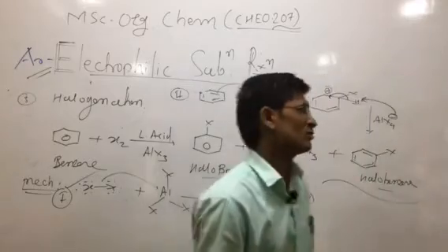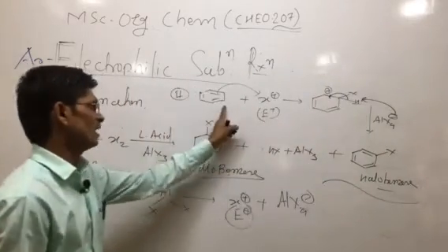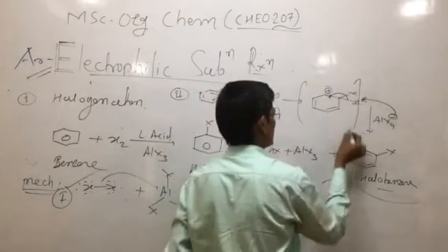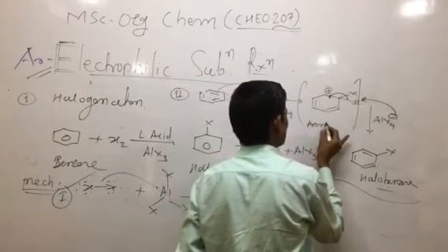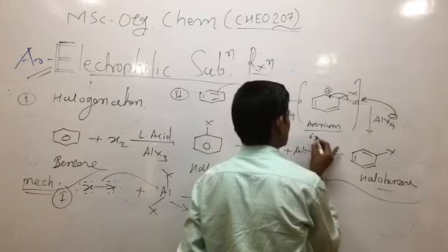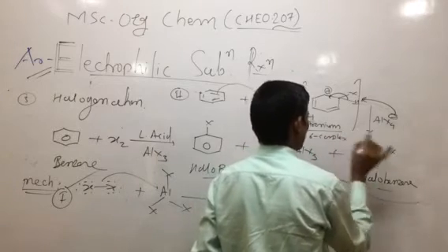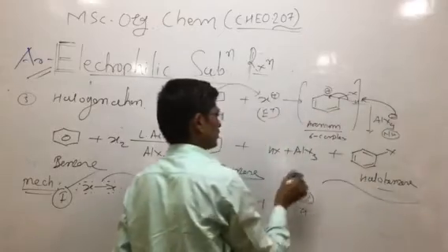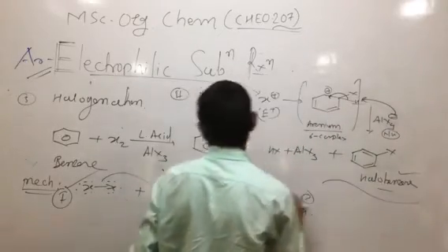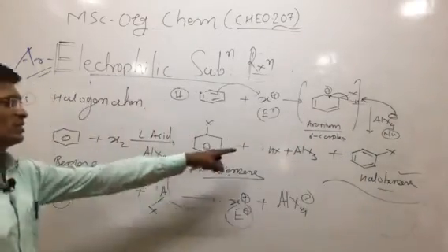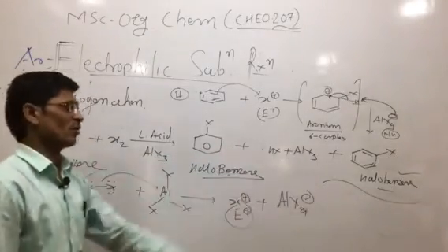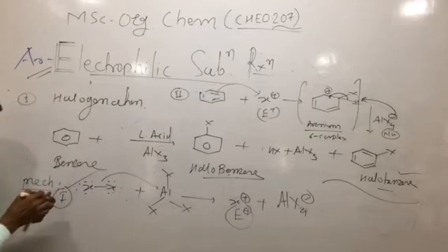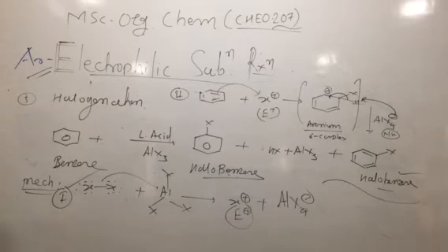So in this reaction, the electrophile is generated in the first step of the mechanism. In the second step, electrophilic addition takes place and this species is generated. This is called the arenium ion, or as you can say, the sigma complex. Next, the nucleophile takes the proton, and halobenzene is formed. This is halogenation. Instead of X2 here we can take Cl2.